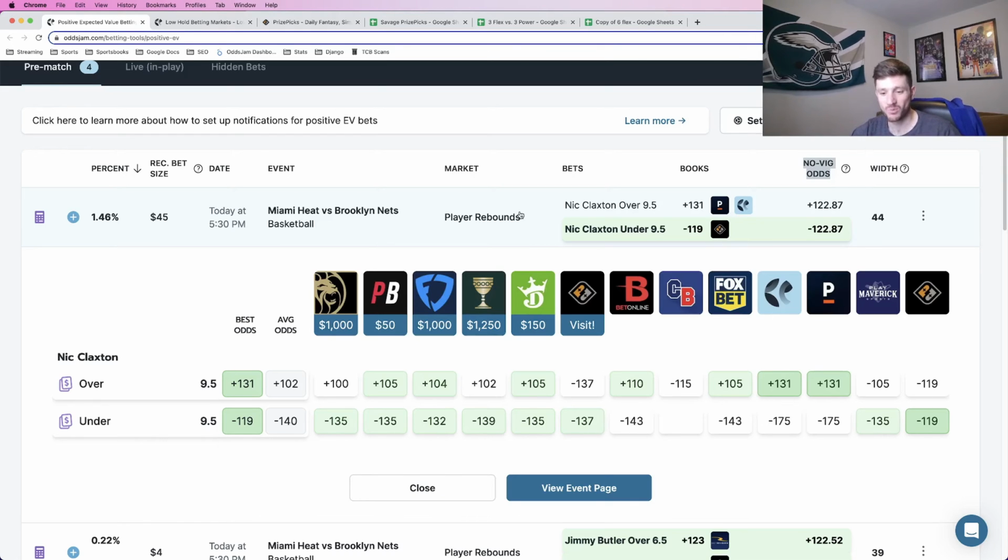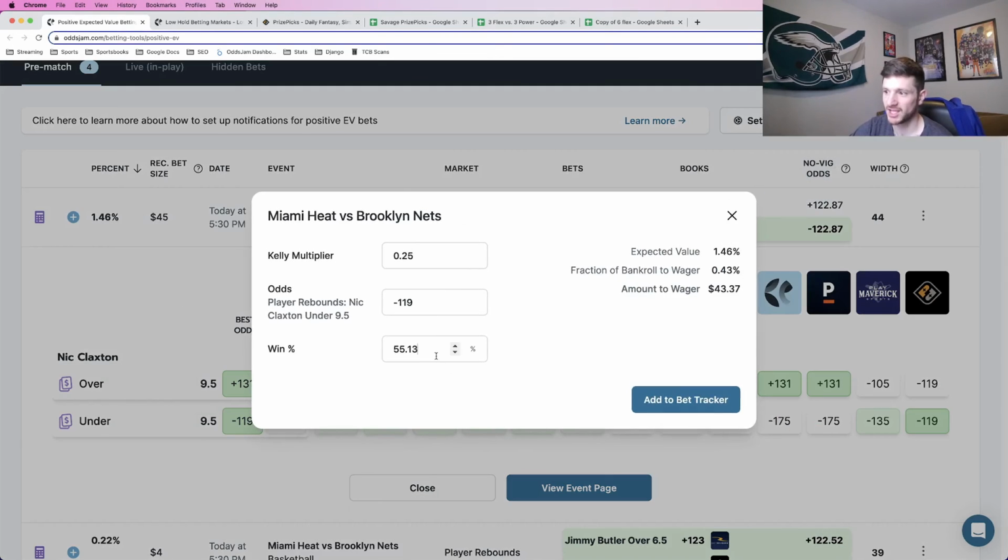How do they know what the win percentage of these player props are? It's from the sharp sportsbooks. Let them tell you. And if you click this little calculator here, it'll literally tell you the win percentage. So right here, we see the win percentage is 55%. So we know that Nick Claxton has roughly a 55% chance of going under 9.5 rebounds. That is above the break-even point for the 5 or 6 pick flex with PrizePicks. So guess what? It's a good player prop.